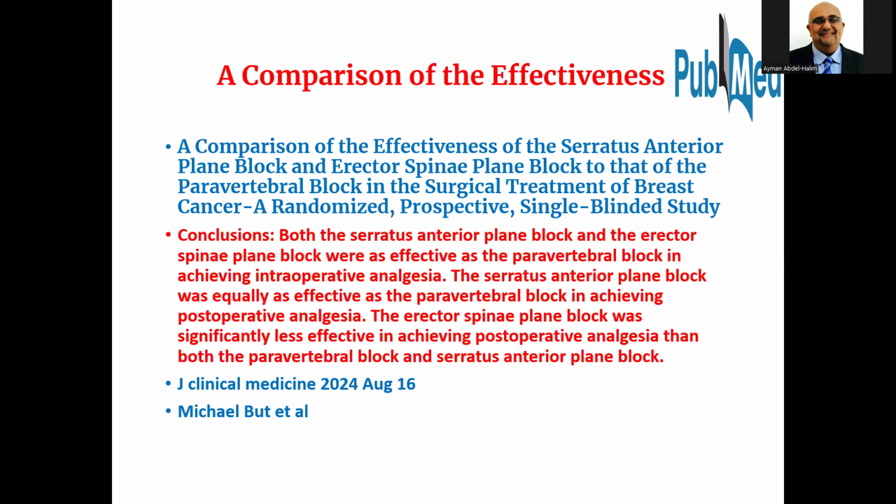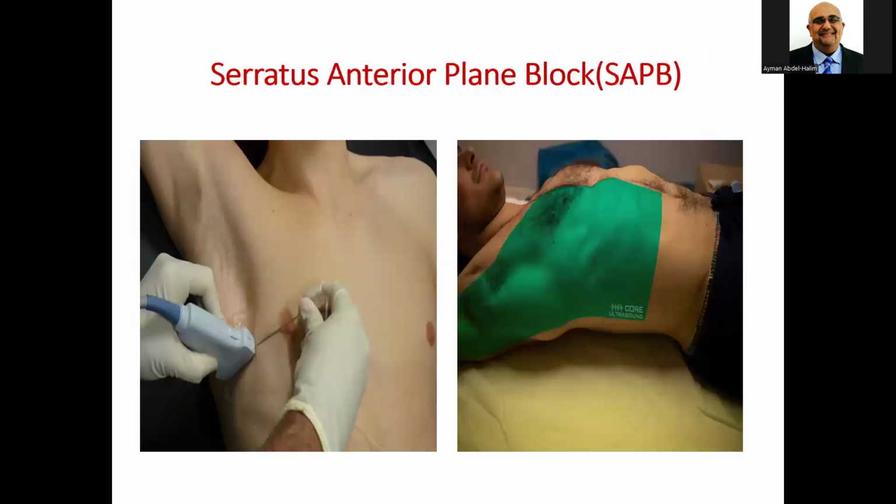And basically, they found the superiority of the serratus anterior plane block, and it's almost as effective as the paravertebral block, while the erector spinae wasn't useful in postoperative analgesia in breast surgery. It could be helpful in other surgeries, guys. Okay, don't misunderstand, erector spinae plane block is a very important block. But I'm just saying in this situation that we're talking about, the serratus anterior plane block seems very logical to me.